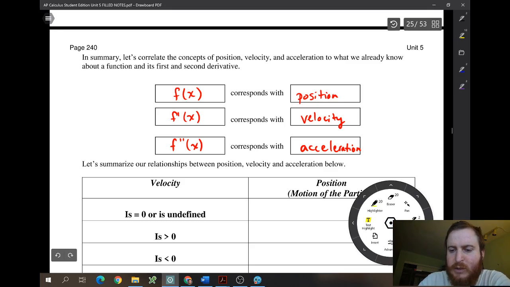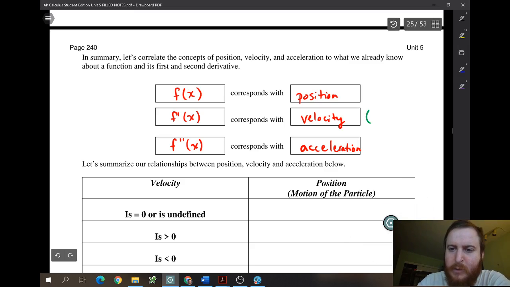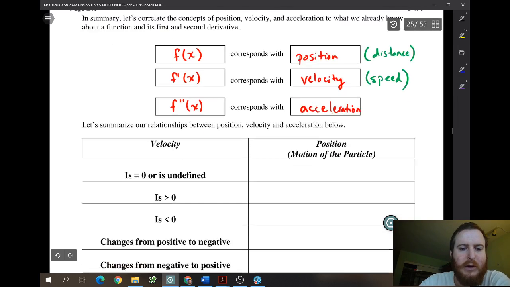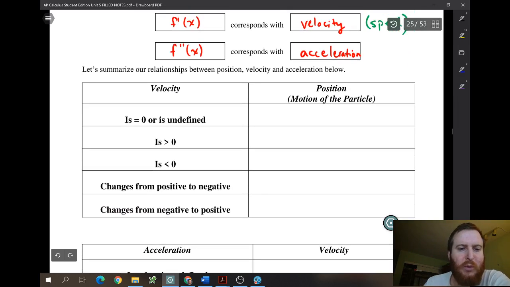Okay, just as a side note, speed is that scalar version of velocity that doesn't have a direction. And distance is that scalar version of position that doesn't have a direction. We will talk about these a little bit. So we had this table from before, right? We've used this table, but now we can change it: velocity is f prime of x, and position is f of x.